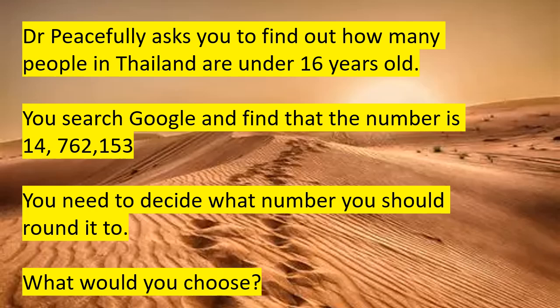Okay, next question. Dr. Peacefully asks you to find out how many people in Thailand are under 16 years old. You search Google and you find that the number is 14,762,153. You need to decide what number you should round it to. What would you choose?